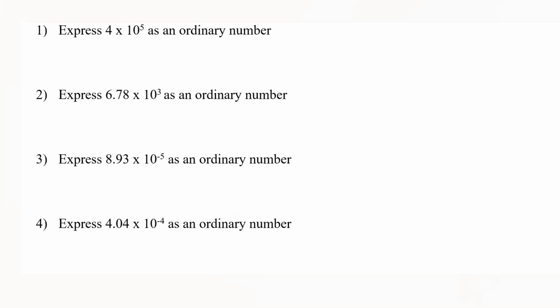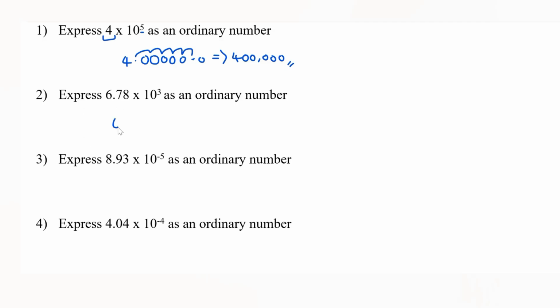Here we have 4 practice questions. Please pause the video and attempt these, and we will mark them together once you're done. For question 1, we need to express 4 multiplied by 10 to the power of 5 as an ordinary number. So we take this number here, a, in our equation. And we need to move the decimal point 5 places to the right. Which will give us a final answer of 400,000.